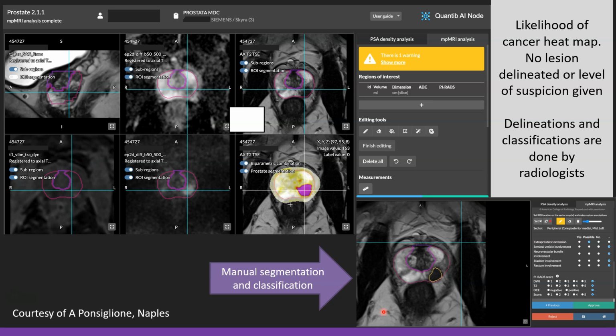Notice there are no automatically delineated lesions or suspicion scores assigned to specific findings. The radiologist or urologist uses the heat map as a guide to manually segment suspicious areas, classify them, and plan biopsies. The classification and decision-making remain entirely with the user.